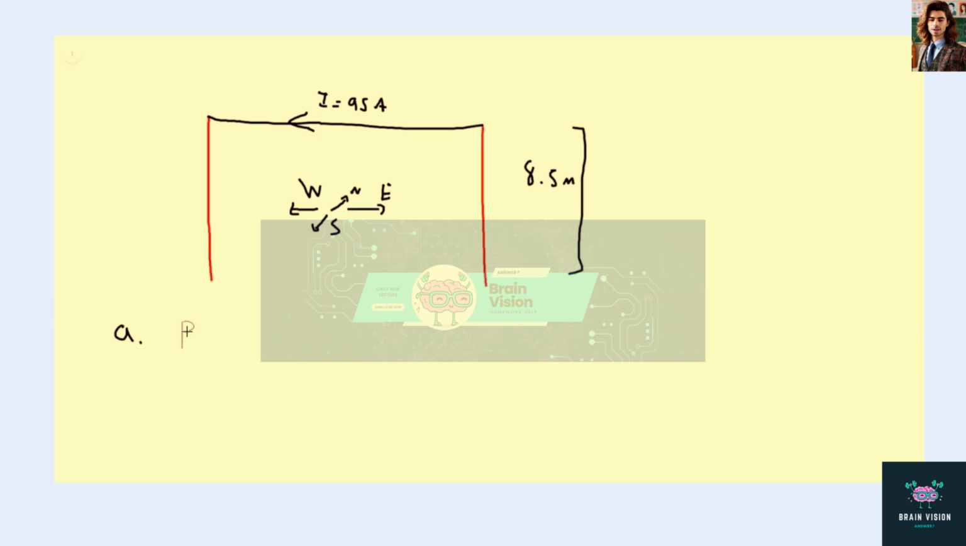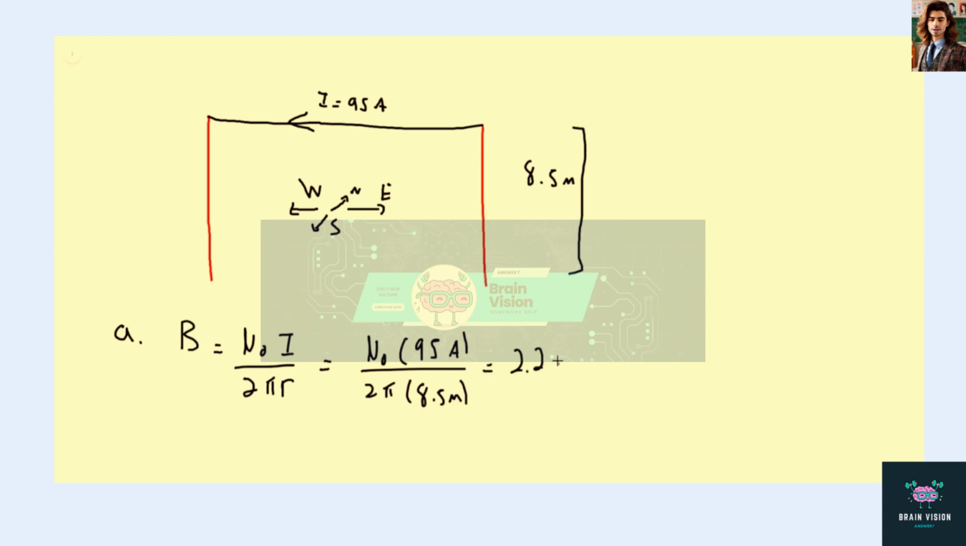And so we know the magnetic field is just mu naught times I over 2 pi r, where r is the distance to where we're looking at the field. So mu naught times 95 amps over 2 pi times our distance, which will be 8.5 meters. And this will come out to be 2.2 times 10 to the minus 6 Teslas.